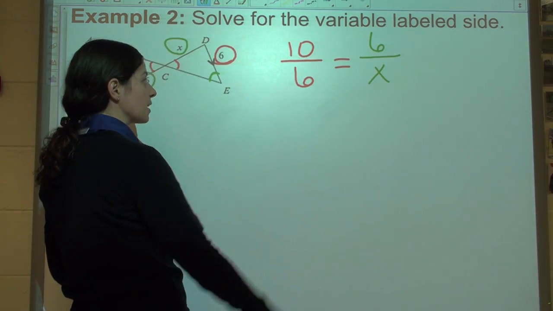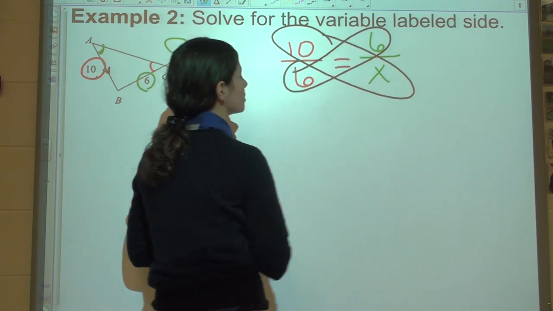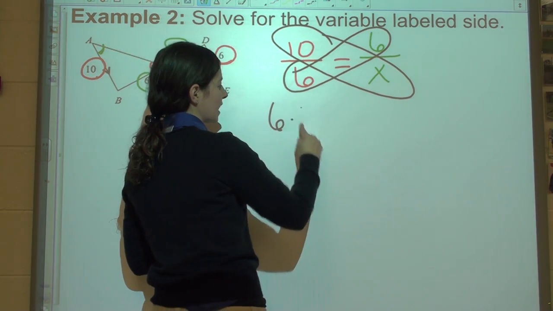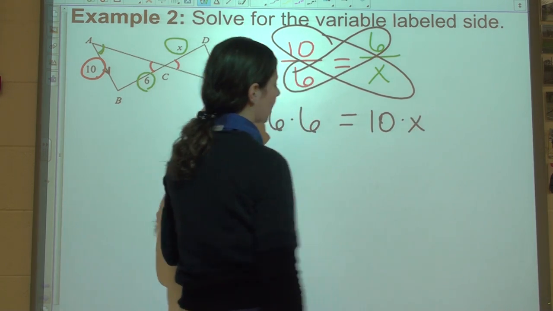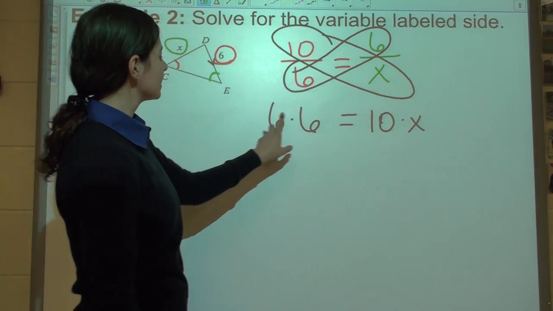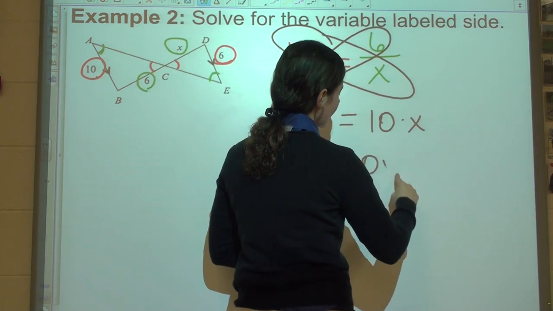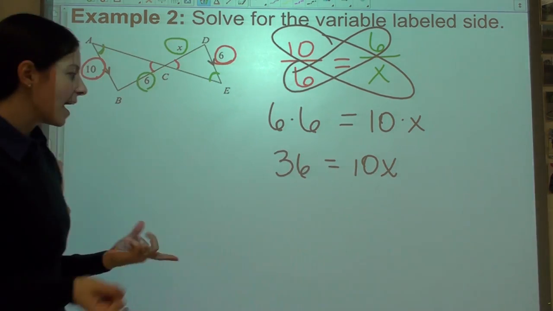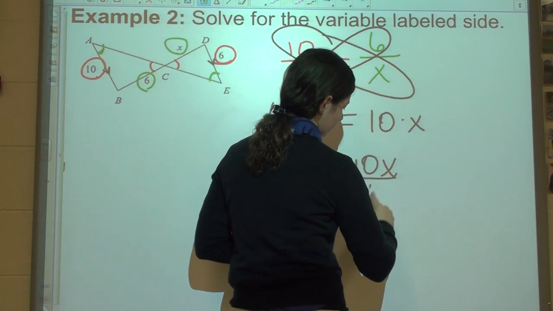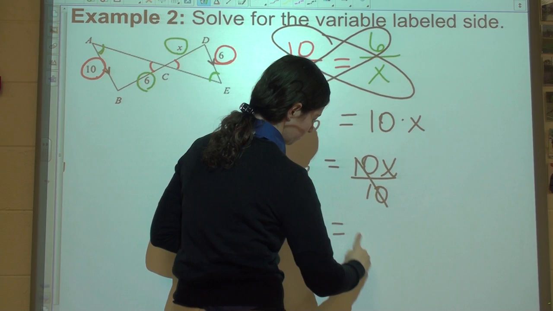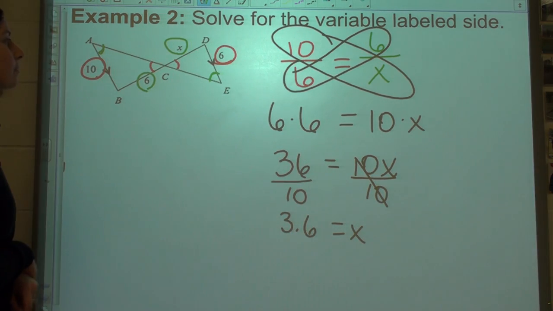So now we're going to do the same thing. We're going to cross multiply and solve. So I've got 6 times 6 on the left and 10 times x on the right. 6 times 6 is going to give me 36. 10 times x is going to give me 10x. So now to solve for x, I'm just going to divide both sides by 10. And again, I get a decimal of 3.6.